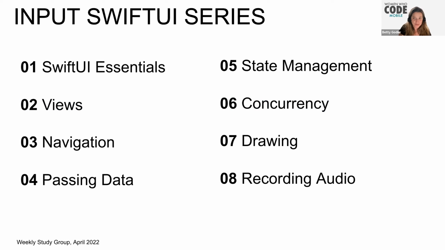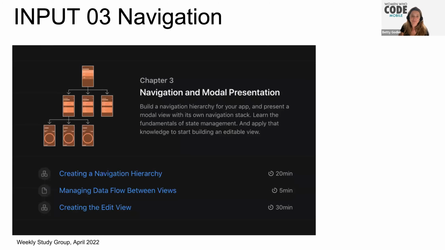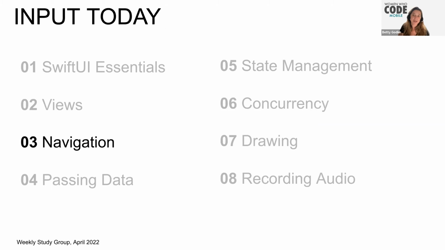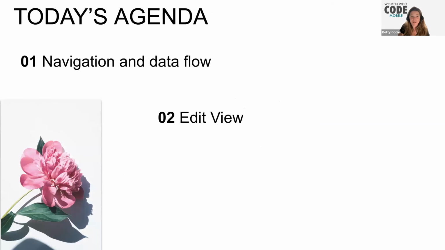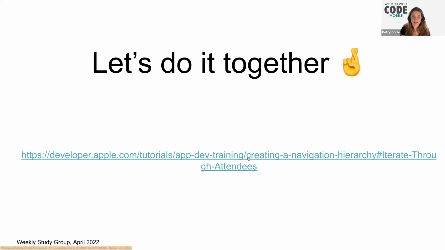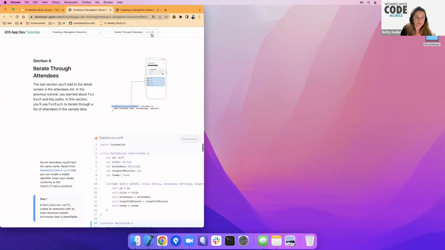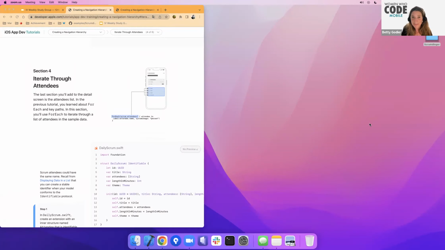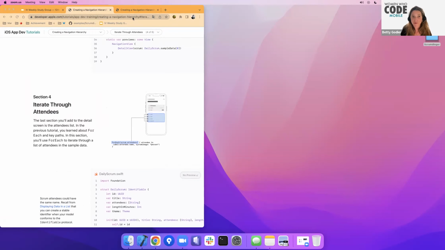We are at the third one, navigation, and today we will continue on navigation and also passing data, but the main input will be navigation and the data flow to begin. We will finish what we began last week. So we were here at section 4 of creating a navigation hierarchy.